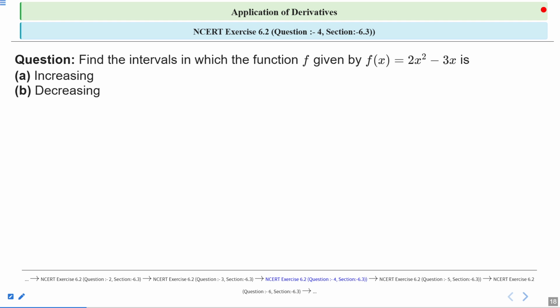So again, see, what can you do? For an increasing function, you need to put f dash x greater than 0, and for a decreasing function you need to put f dash x less than 0, right? By doing this, you can easily find the interval in which the function is increasing or decreasing. So in this way, you can try to approach this question. You have some time to solve or think about this question. After that, we will move to the solution part, right?